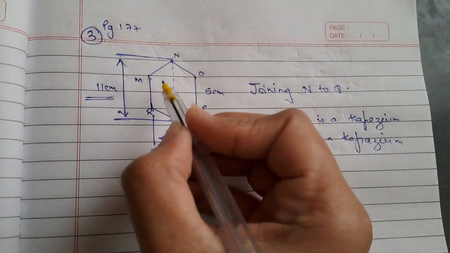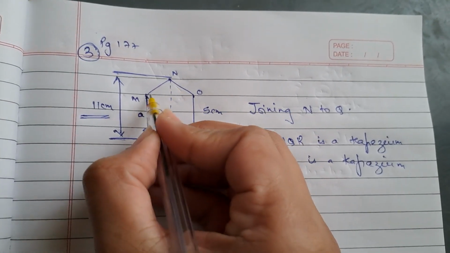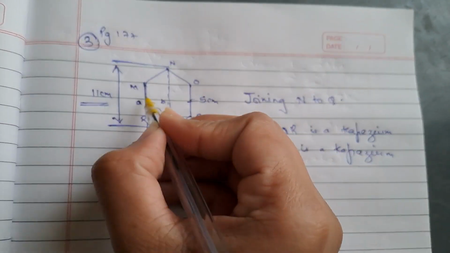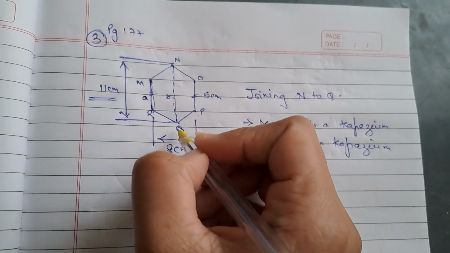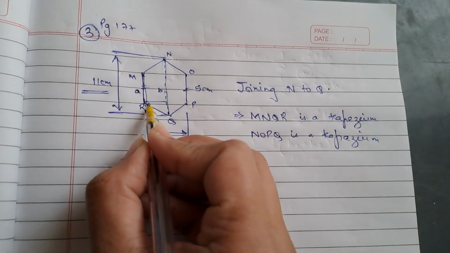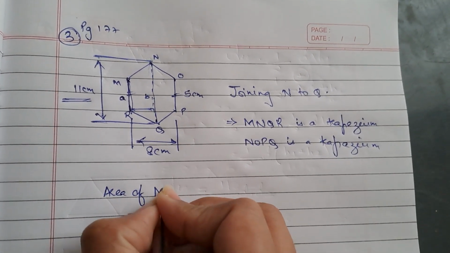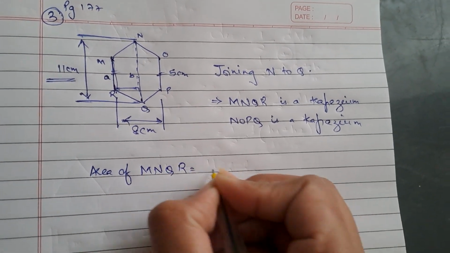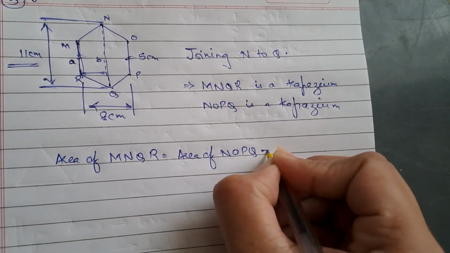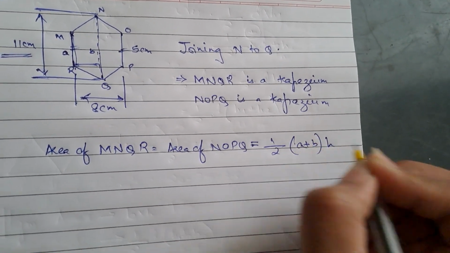So this is one of my trapezium sides. This is going to be A and this is going to be B. If this is 11, this will also be 5, this is already given as 11. The complete perpendicular height is given to me as 8, so half of it will be 4 here. So area of trapezium MNQR is equal to area of MNOPQ, which is equal to half of A plus B times H.